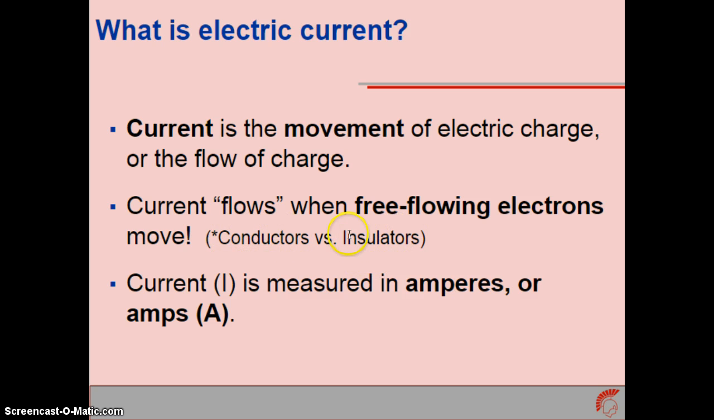And the insulator, let's just say, doesn't allow for electrons to move. And that's why copper wires are surrounded by a rubber or a plastic insulator. Current, I, right, is a symbol, and is measured in amperes or amps, letter A.